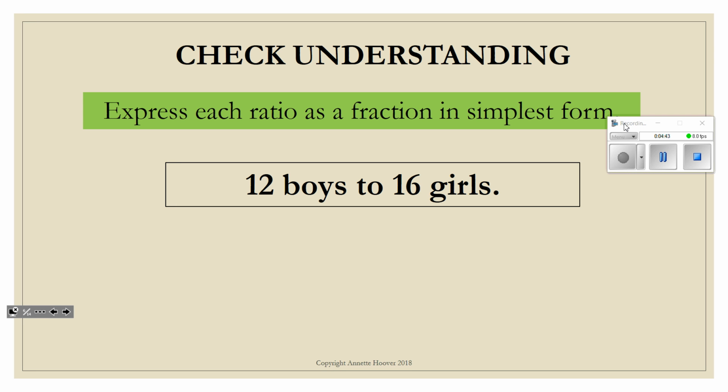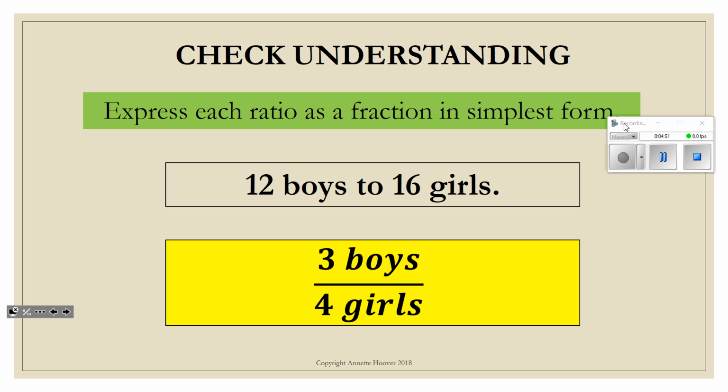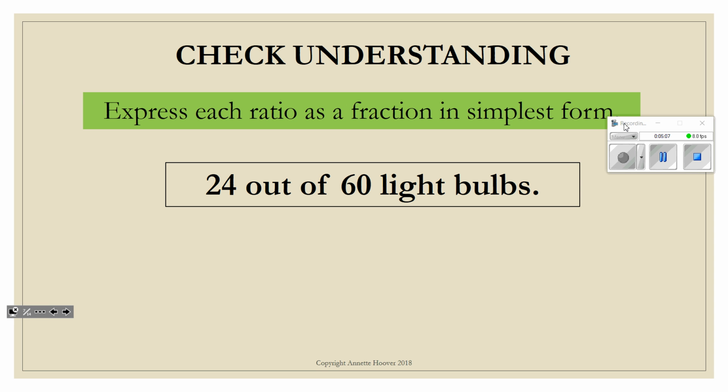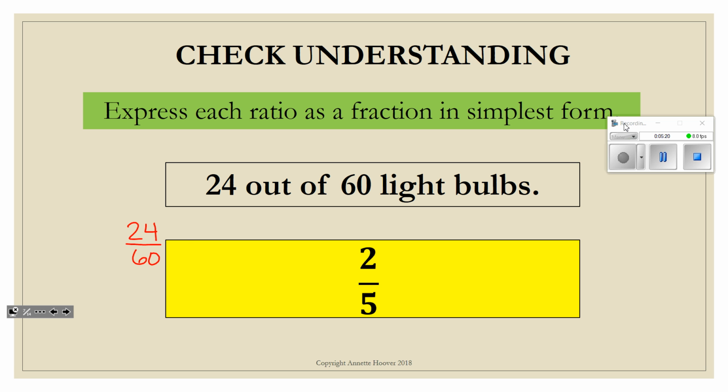Express each ratio as a fraction in simplest form. 12 boys to 16 girls. We simply set it up as a ratio, which would be 12 to 16. And then we simplify it, and both of these numbers are divisible by 4. And when we simplify it, that would be 3 boys to 4 girls. 24 out of 60 light bulbs. So again, we set it up as a ratio, 24 to 60. Both of these numbers are divisible by 12, and when we simplify it, that would be 2 to 5.